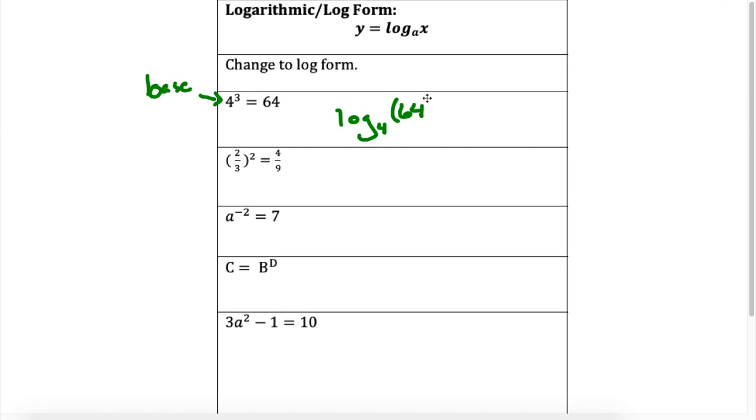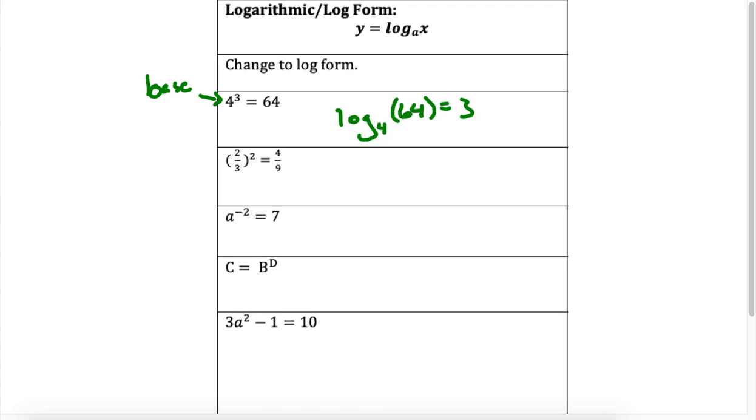64 equals whatever the exponent is. In this case, that's 3. So the way that I learned it in school was just bases are bases. The base of the exponential and the base of the log remain the same. And then logs are equal to exponents. So bases are bases, logs are equal to exponents.